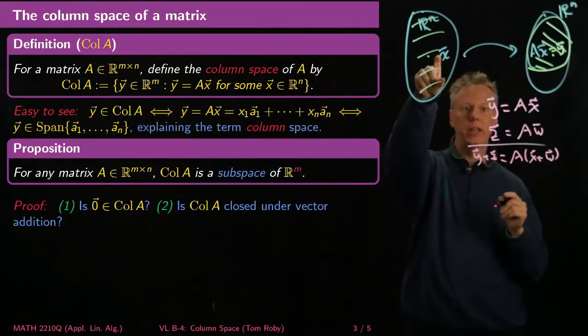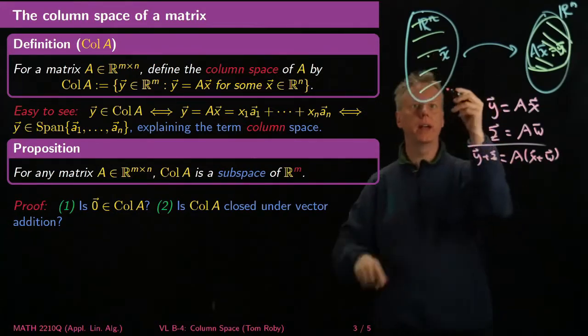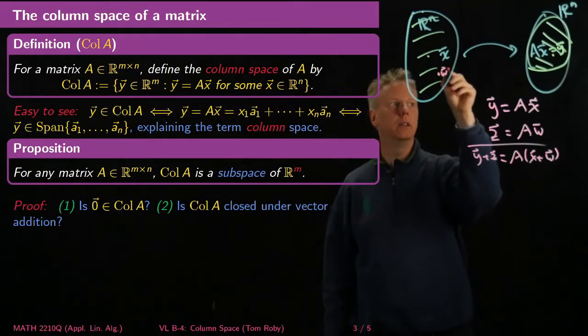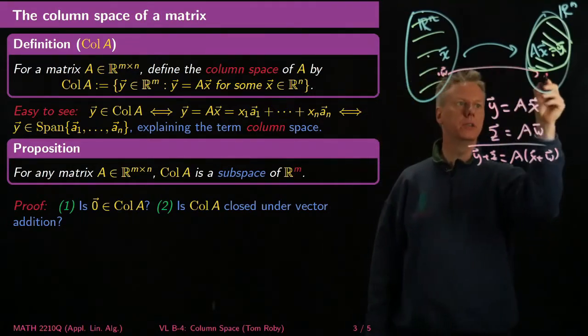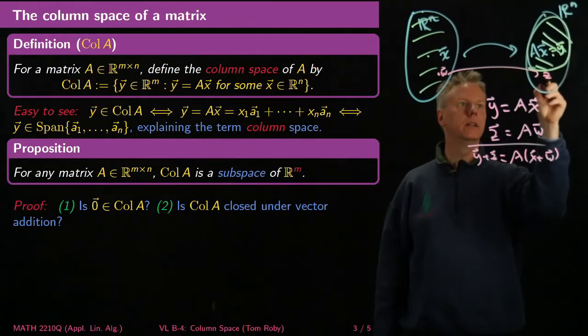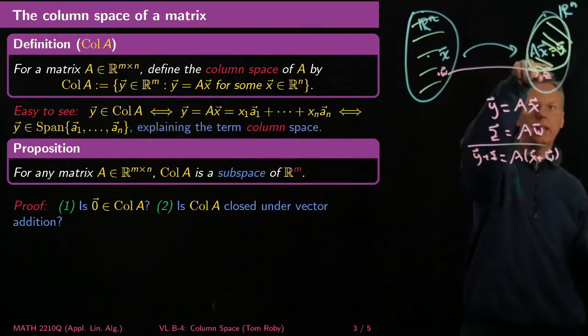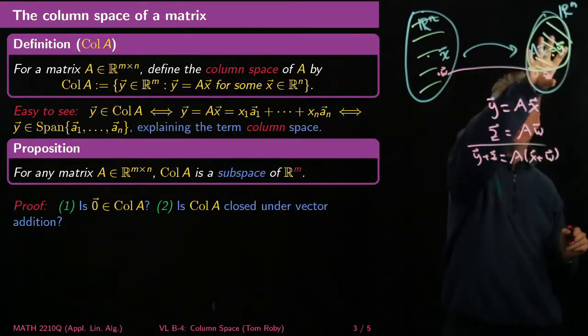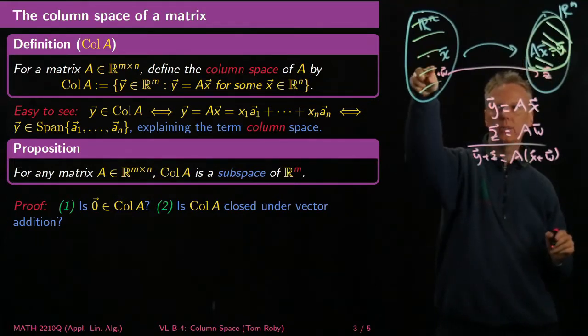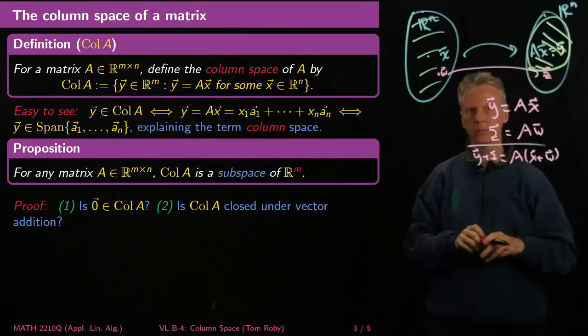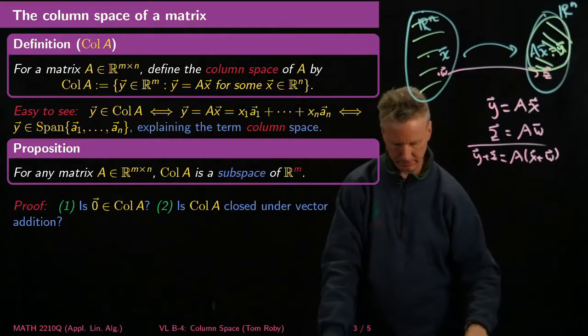So if I have two different things over here, so x and w, and w goes over here to z, then if I add y and z over here, I know that definitely x plus w has to go to y plus z. Okay, so it's closed under vector addition.